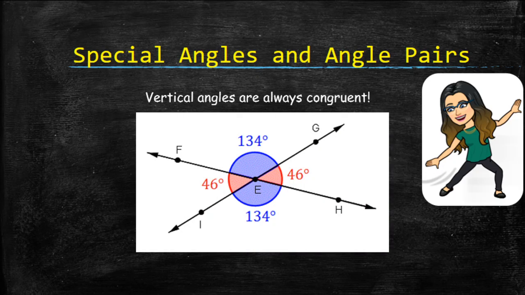Vertical angles are always congruent. So our opposite sides here are congruent. 134 degrees here is a vertical angle from the angle here, which is 134 degrees. And then you notice the one on the left, 46 degrees, angle FEI, is the same as angle GEH, which is also 46 degrees. These are vertical angles, and they are always congruent.